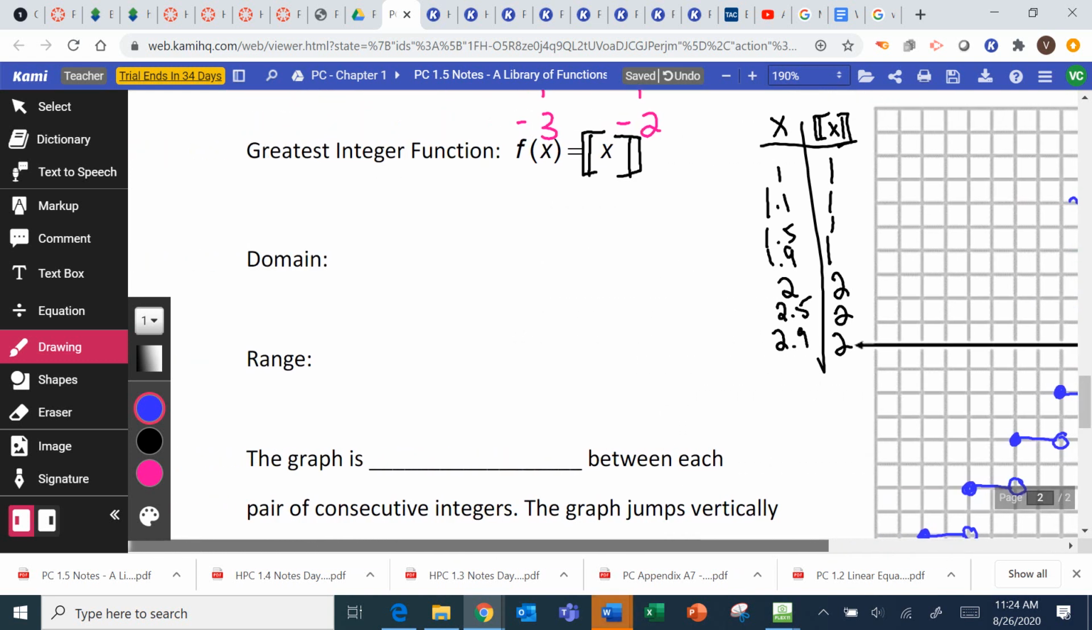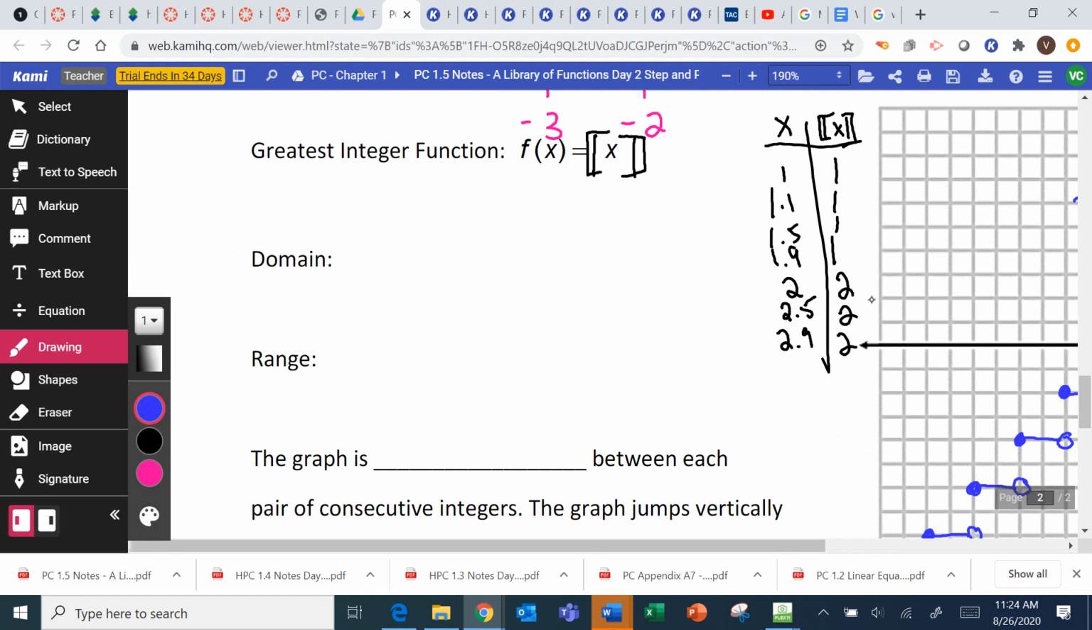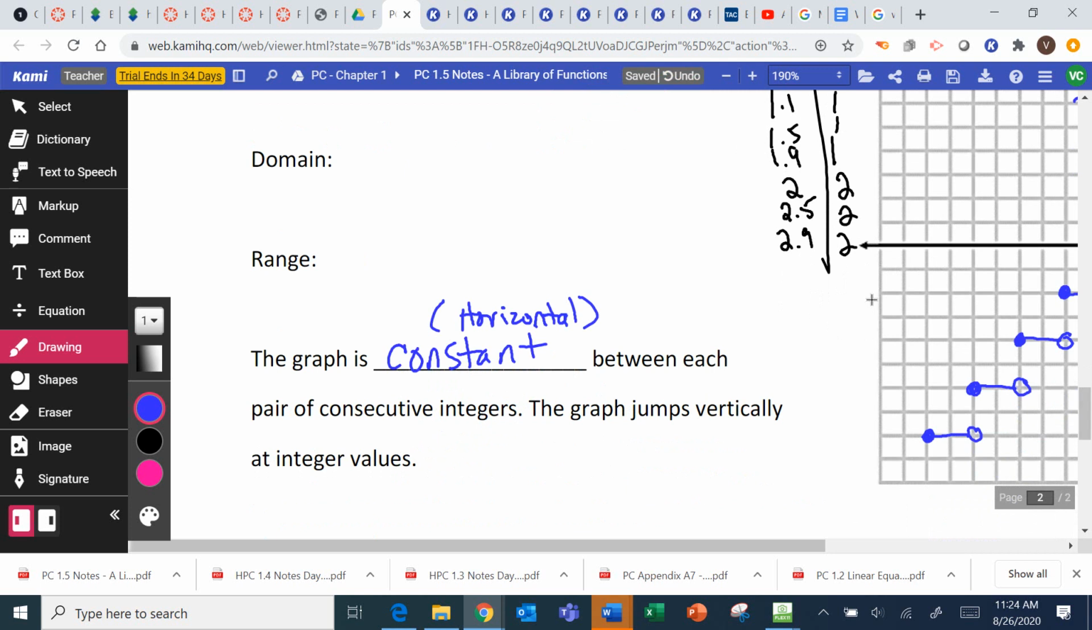So the graph is blank between each pair of consecutive integers. The graph is constant, which makes it horizontal, between each pair of consecutive integers, and the graph jumps vertically at the integer values.